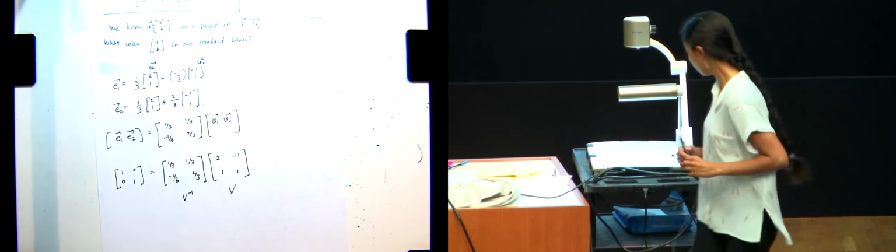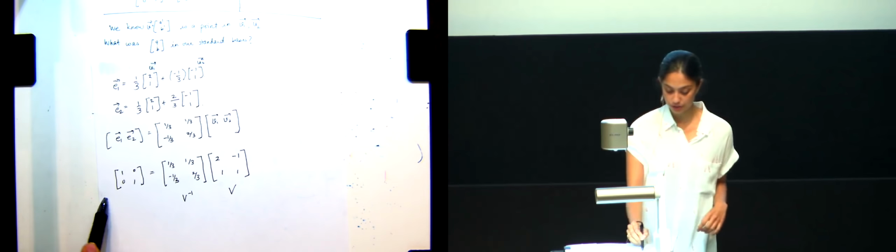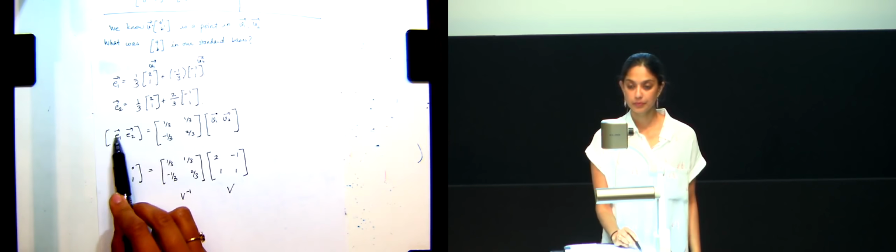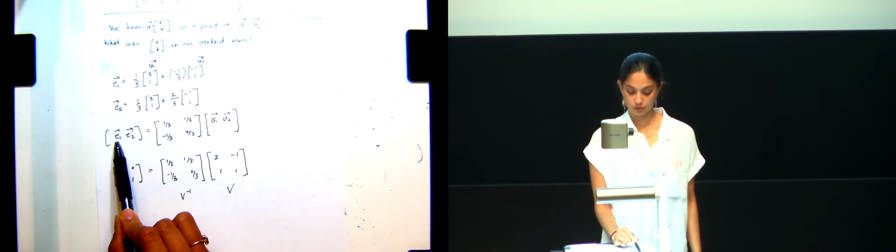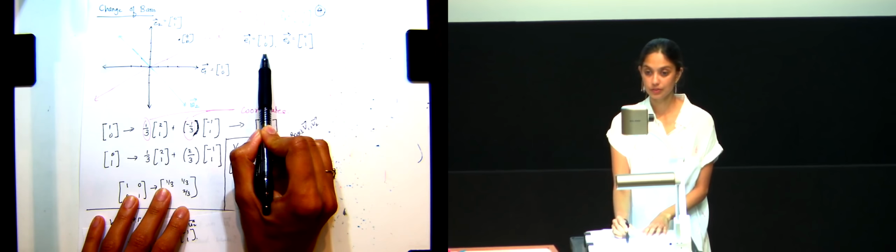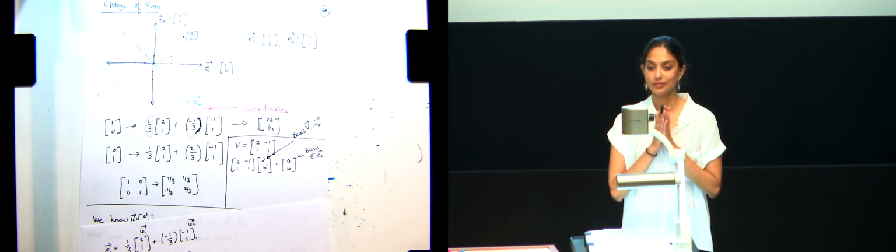How do we find those? So why did this become equal to the identity matrix? What is E1? E1 is 1, 0. I'm just stacking them together.